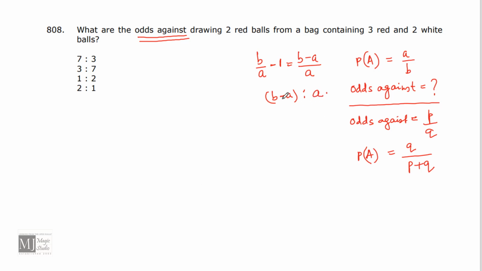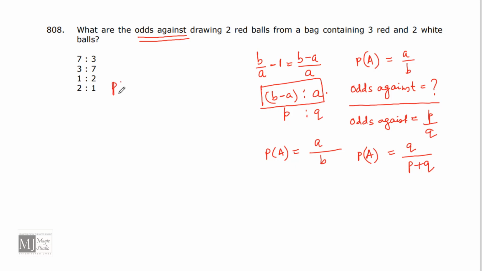You can check, if this is odds against, this is P and this is Q, then what would be the probability of occurrence of A? That would be Q upon P plus Q, which is A by B, isn't it? So, please remember this thing. The probability of occurrence of any event is A by B. Odds against are given by B minus A is to A.